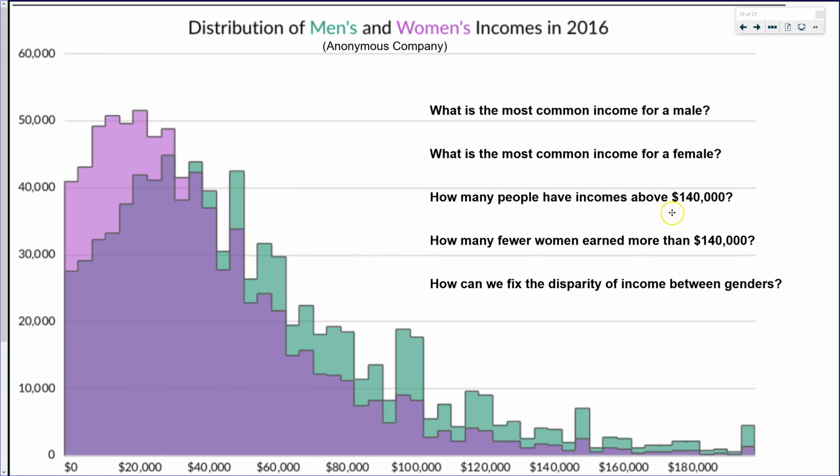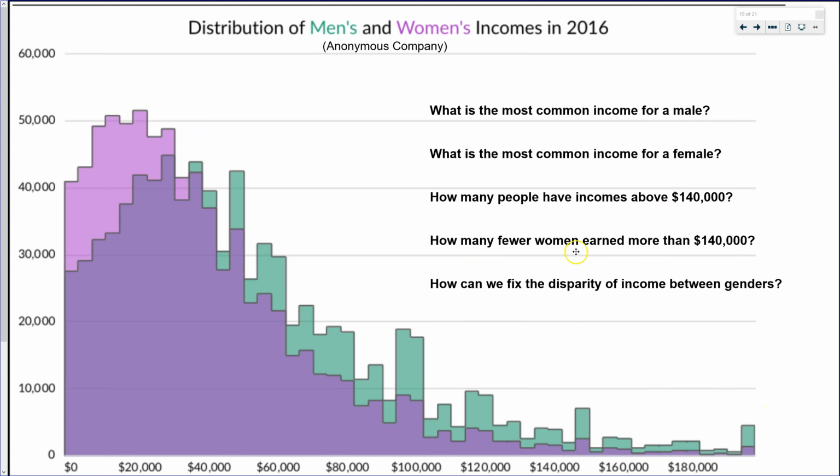How many people have incomes over 140,000? So we'd be counting men and female. So let's say 140,000 is right here. We'd figure out how high each one of these bars is and add them up. So let's say we got about 5,000, 6,000 people right there. Roughly speaking, that would probably be about 20,000 people, but you'd go out and add up the heights of every single one of these bars to figure out that number.